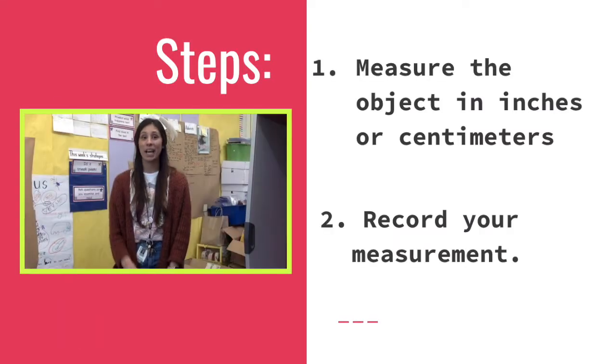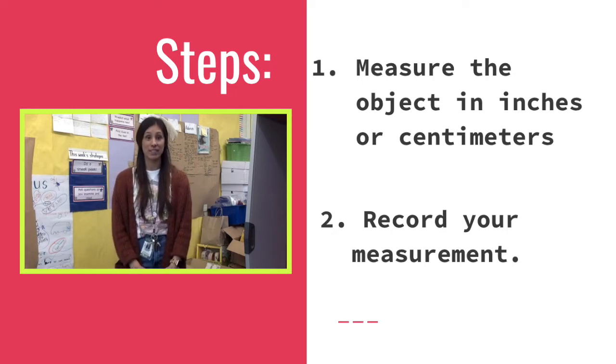Now today you only have two easy steps to follow. Step 1 is to measure the object in inches or centimeters, and your math book is going to let you know which unit you should use today. Then step 2 says record your measurement. And next up, I'm going to model a couple of problems before you get started with your independent practice pages.